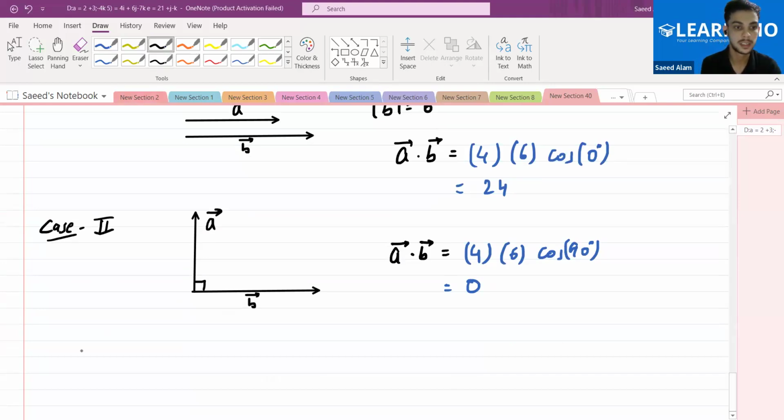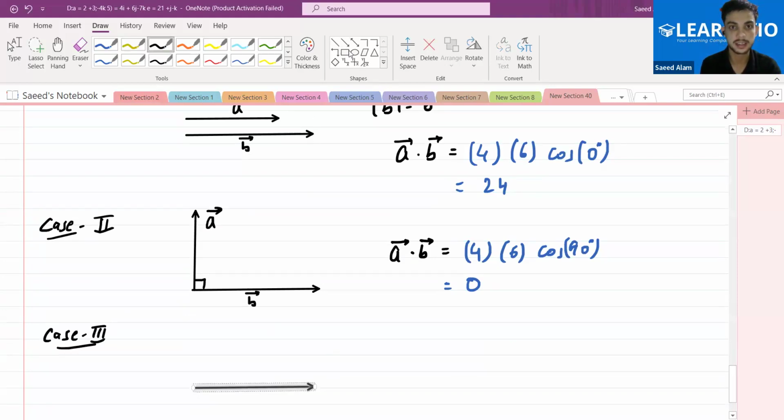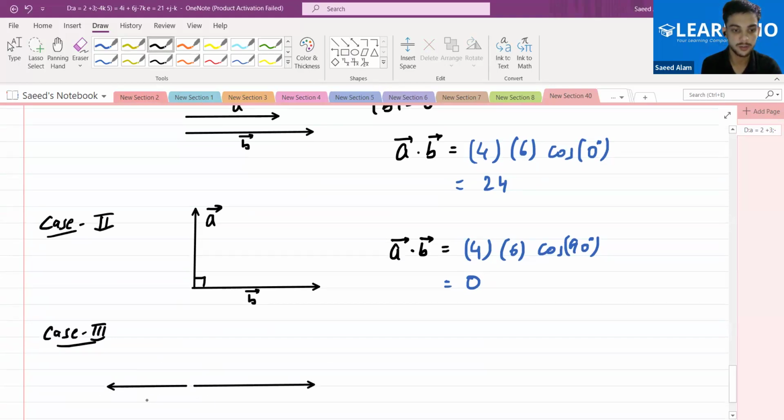Yes, sir. Now let's take another case, case number 3, where B is like this, and A is in the opposite direction. What is the angle between them this time? That is 180 degree. Now find out A dot B for me.